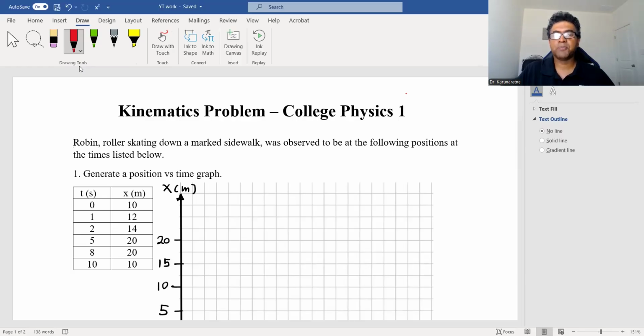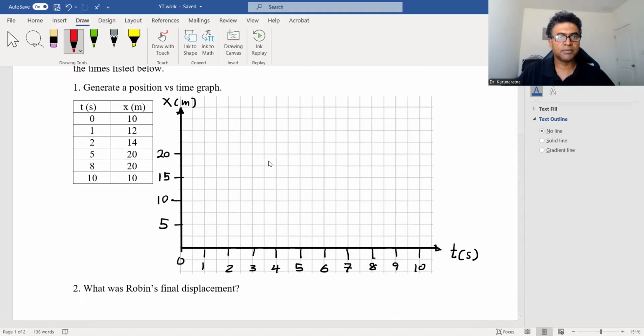So generate a position versus time graph. That's what they're asking, so let's try to generate that graph. You can see at 0 seconds, the position is 10 meters. So that's over there. Then at 1 second, it's around 12, somewhere over here. And then at 2 seconds, it's 14. Over here, sorry, wrong position. It should be somewhere over here.